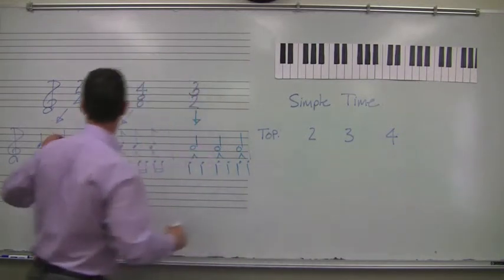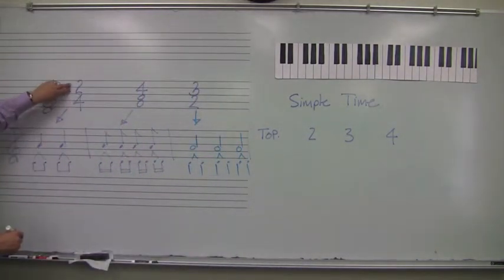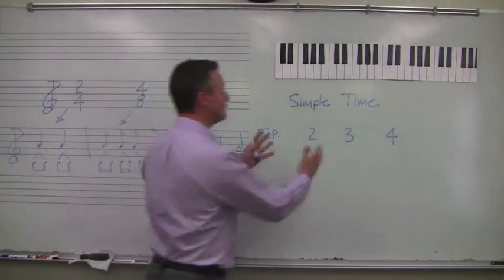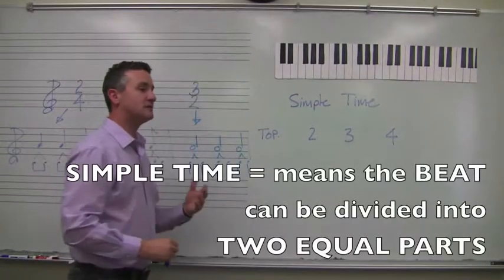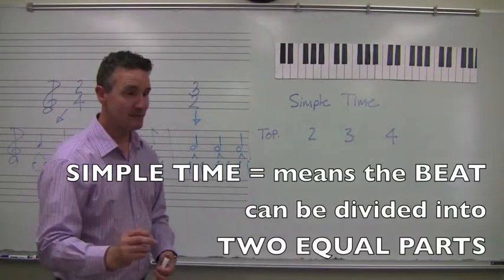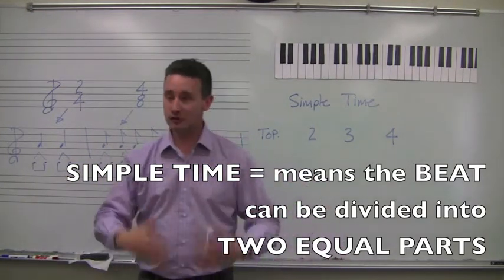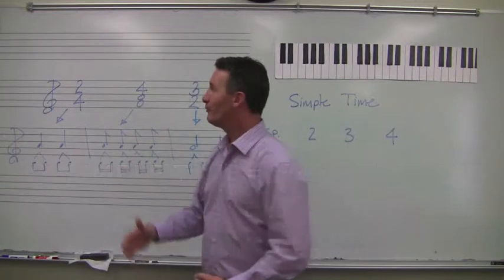So I've put some up here. 2, 4 time. 2 on the top tells you it's simple time. 4 on the bottom tells you that we're dealing with quarter notes in the measure. Now, what do we mean by simple time? Well, simple time means that the beat is able to be divided into two equal parts. And we see that here.